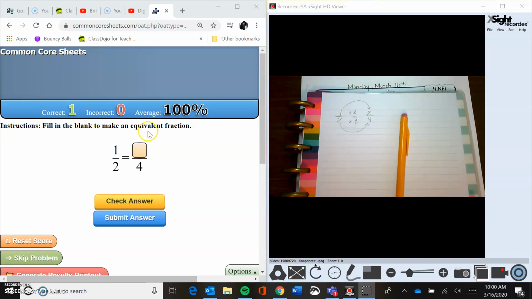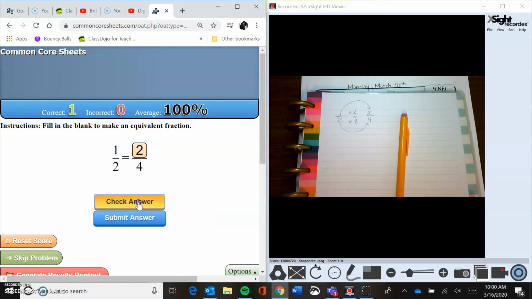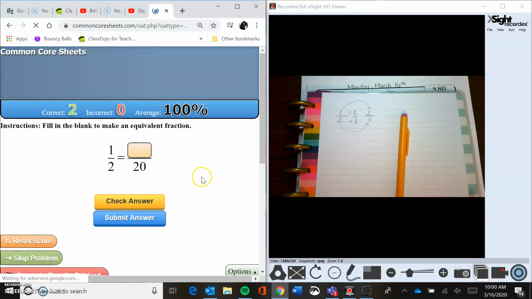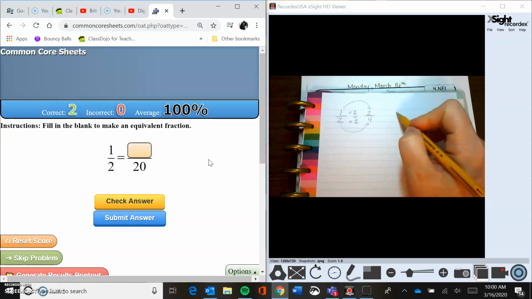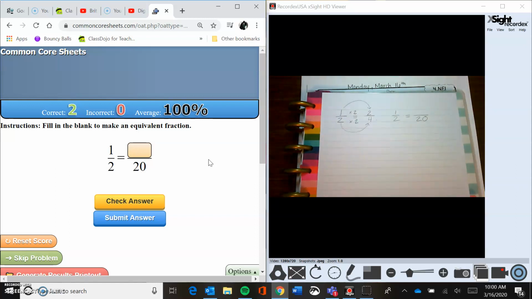And I'm going to go over here and put in my answer, and we'll see if it's correct. And it is. It is right. All right, so good. We'll submit that, and we'll do a couple more together, okay? So this one here, we have 1/2 equals something over 20. So we're going to do the same exact strategy.